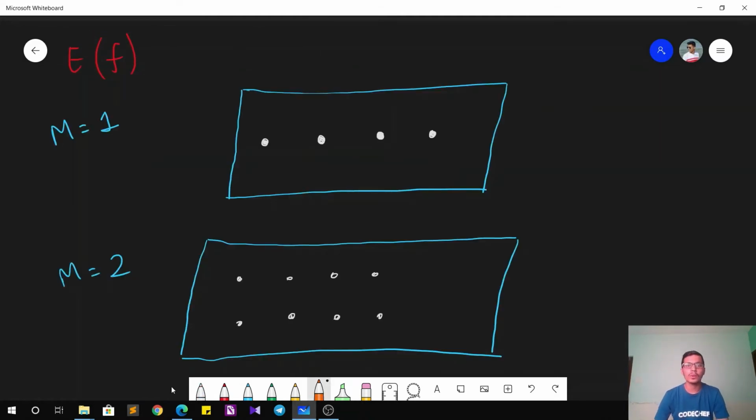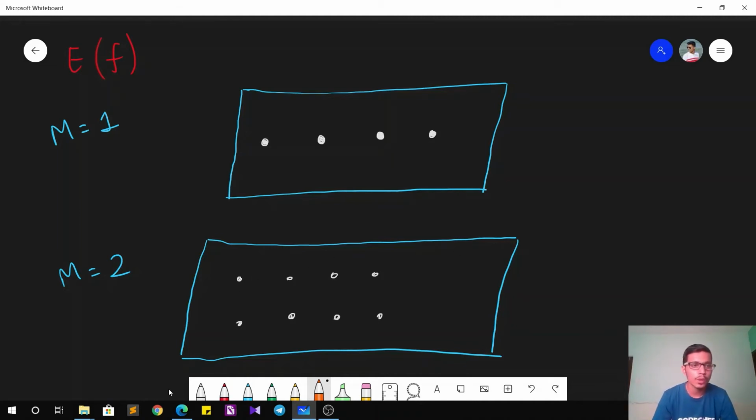Now, to calculate the expected value of the number of faces, we see that there are only two cases, m equals 1 and m equals 2. Why? Because if you have read the constraints carefully, m can take only the value 1 or 2. So I have drawn both the cases on the plane. This blue box that you can see is nothing but a plane, and I have drawn the vertices initially.